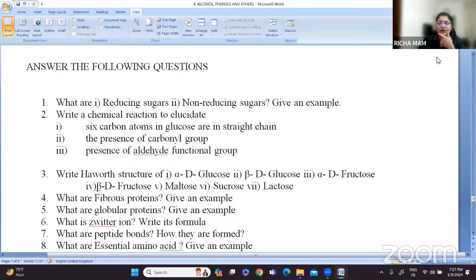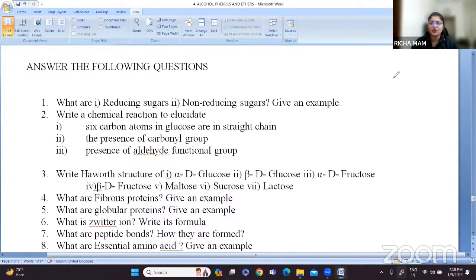Okay, so when you react your glucose with HI, when you heat it for a longer time, what will happen? It will convert it into n-hexane. Okay, I'll write the reaction here. I'll elucidate this particular reaction.